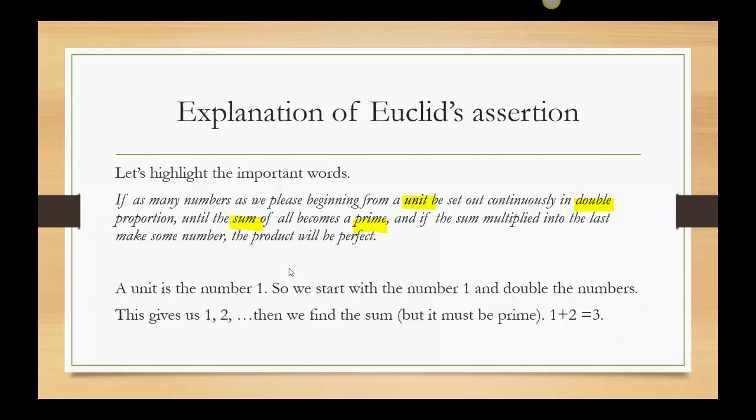We doubled it. We got 2. 1 plus 2 is 3. We're looking pretty good, right? So we started with a unit. We doubled it. We got a sum. The sum was prime. Awesome.